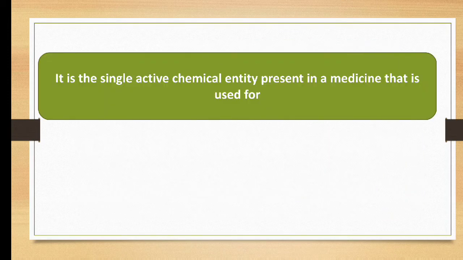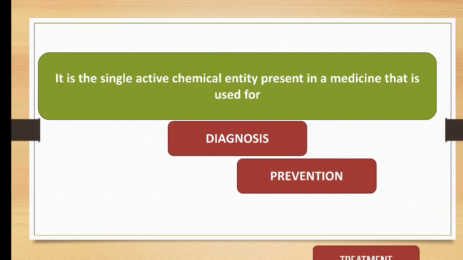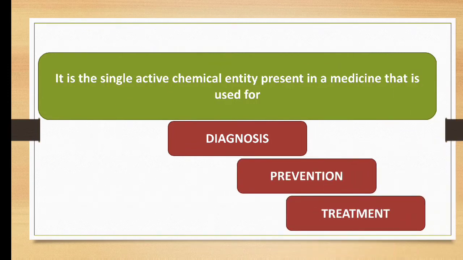So in general, a drug is a single active chemical entity present in a medicine that is used for diagnosis, prevention and treatment, or you can say cure or mitigation of a disease. See, diagnosis means to detect whether any disease is there or not. And you people now might be thinking that for diagnosis, so many devices are available. Like if you want to check the temperature, we have got a thermometer. If you want to check the blood pressure, we have got a sphygmomanometer. If you want to check the blood glucose level, we have got so many glucometers.